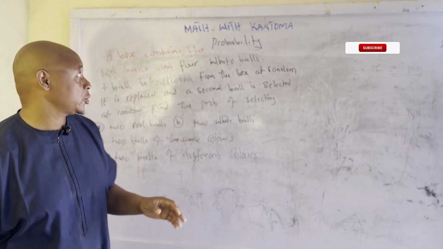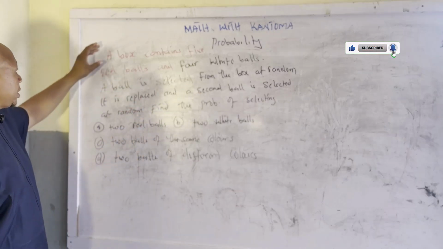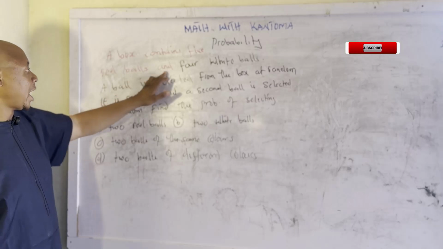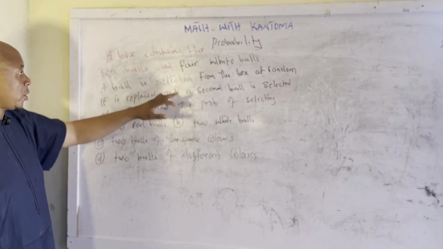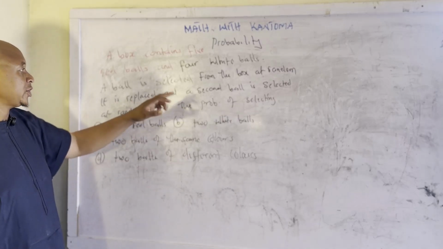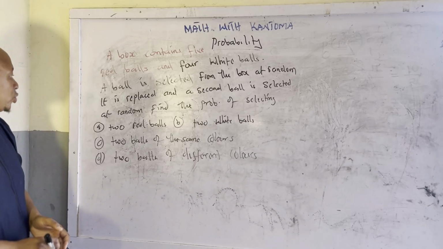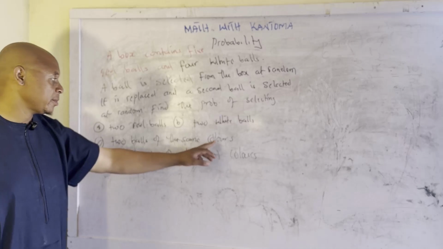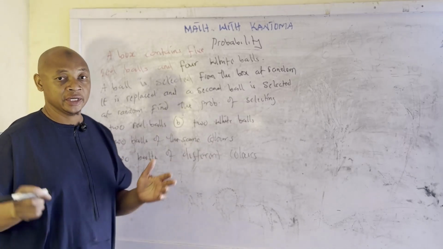In today's episode, we'll be solving this problem in probability. A box contains 5 red balls and 4 white balls. A ball is selected from the box at random. It is replaced, and a second ball is selected at random. Find the probability of selecting A, 2 red balls, B, 2 white balls, C, 2 balls of the same color, and D, 2 balls of different colors.